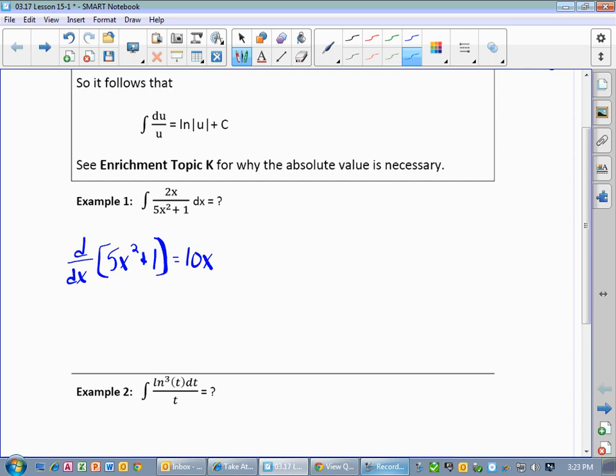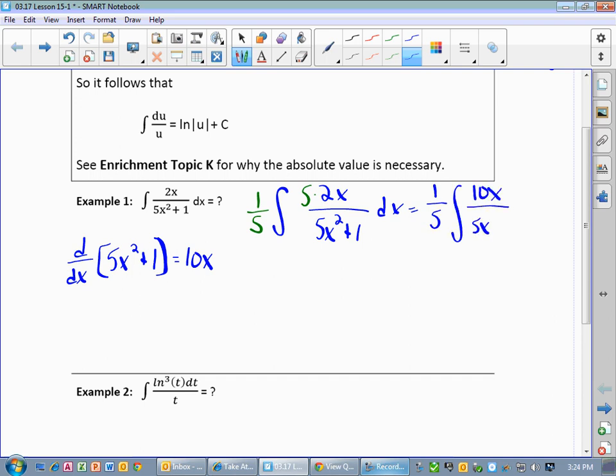Okay, we can multiply it by 5. Are we allowed to multiply by 5? We can multiply by 5, but only if we also divide by 5. So I'm going to rewrite the problem: we have the integral of 2x over 5x squared plus 1 dx. If we multiply by 5 in the numerator, we'd also have to multiply by 5 in the denominator, right? But let's just go ahead and pull that 1/5 out of the integral. And so we have 1/5 times the integral of 10x over 5x squared plus 1 dx.